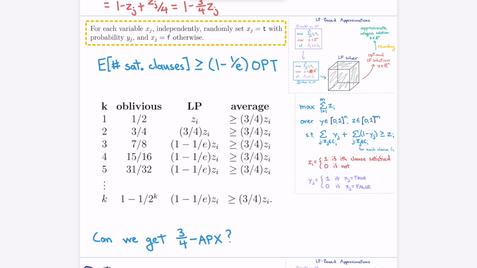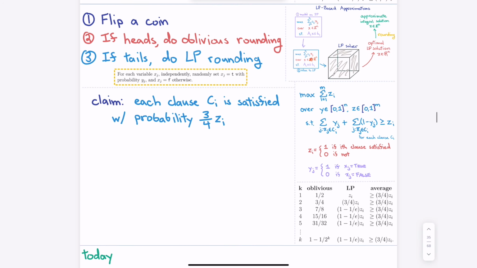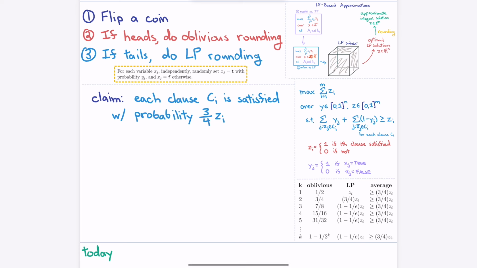Okay, so if you flip a coin and you do this, now the claim is that every clause will be satisfied with probability 3/4. And this just comes from the table. Let's say the clause has 10 variables. Half the time you do the random oblivious approach and you get a 1 minus 1 over 2 to the 10 chance of satisfying it. The other time you do the LP-based approach and you get 1 minus 1 over e times the z variable. So every clause is ultimately satisfied with probability at least 3/4 z_i, no matter the k.